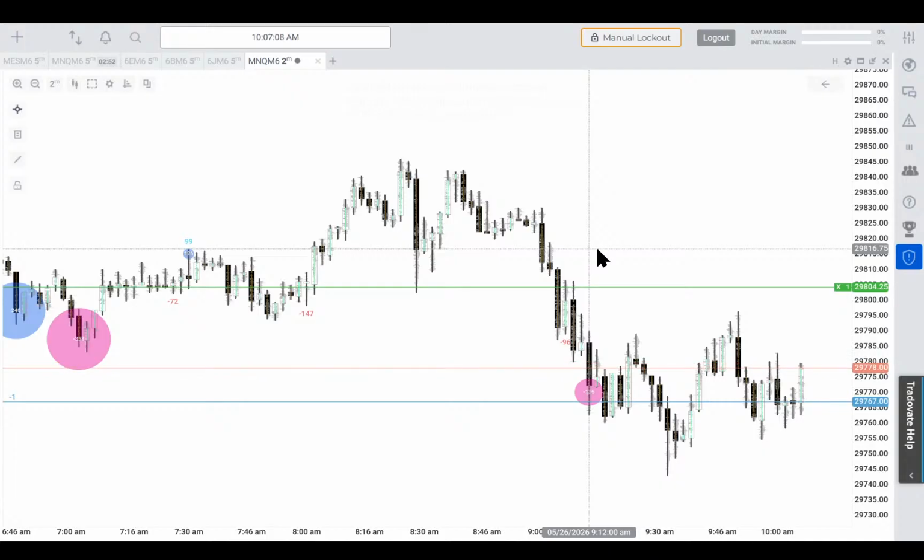Price is okay. Trying to push higher. They're trying to buy it. I don't know how that's going to go.